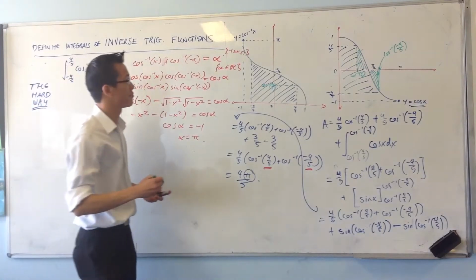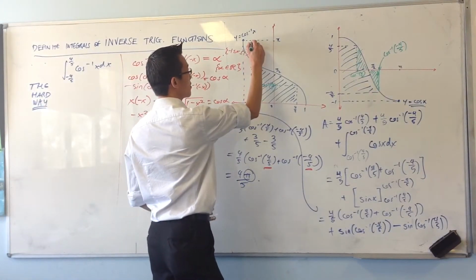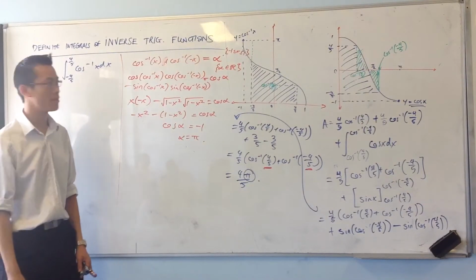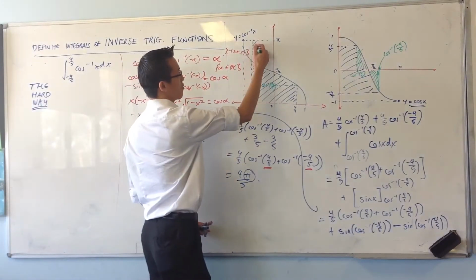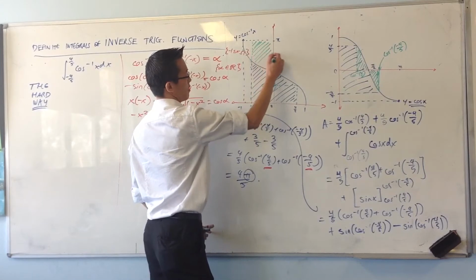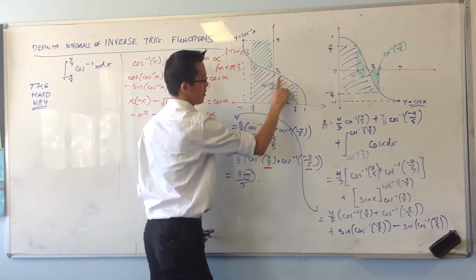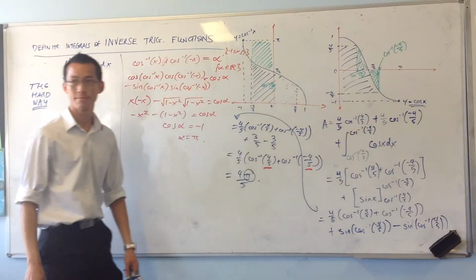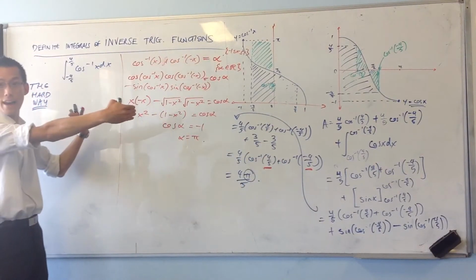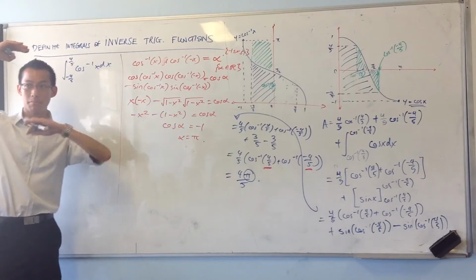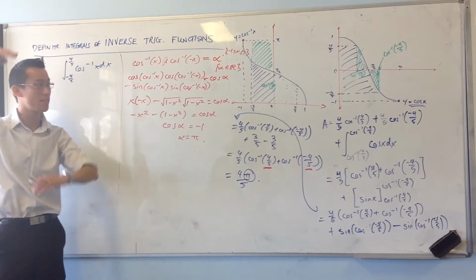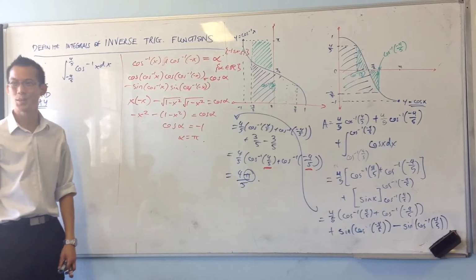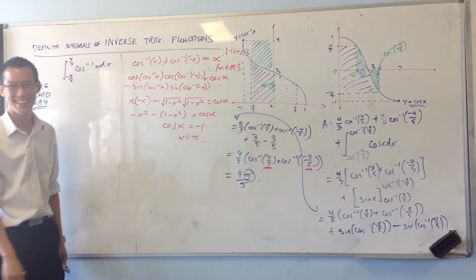Can you see it? Can you see it yet? Oh my god. 4/5 wide. Pi radians high. It's just a rectangle, okay? So what's the easy way?